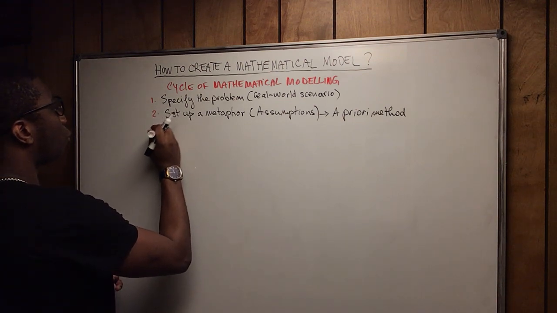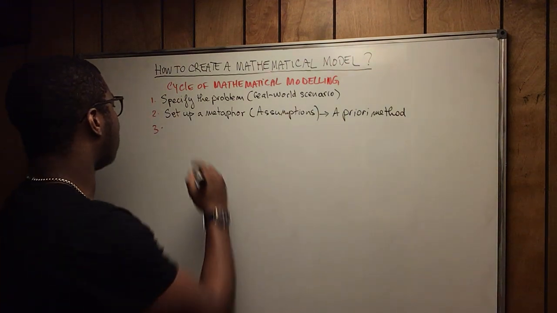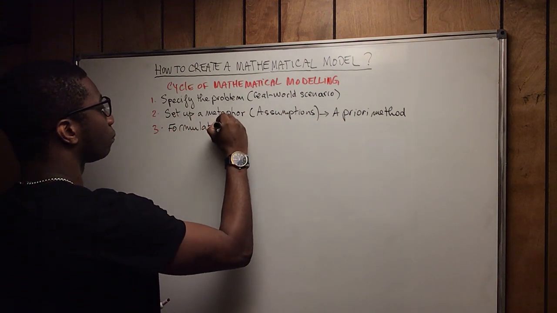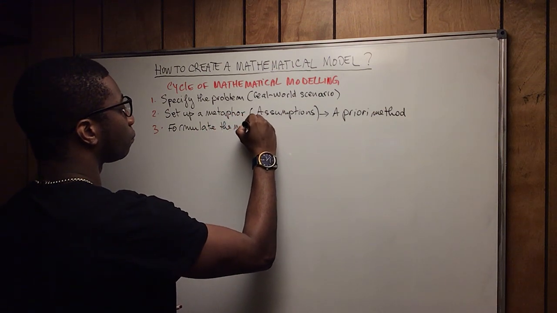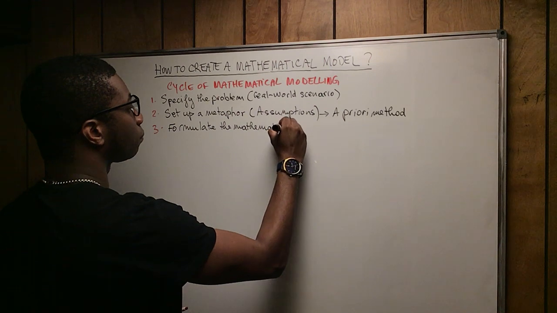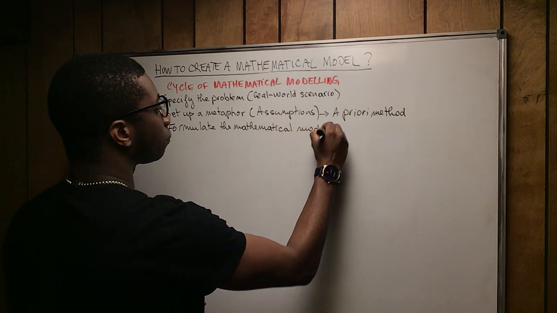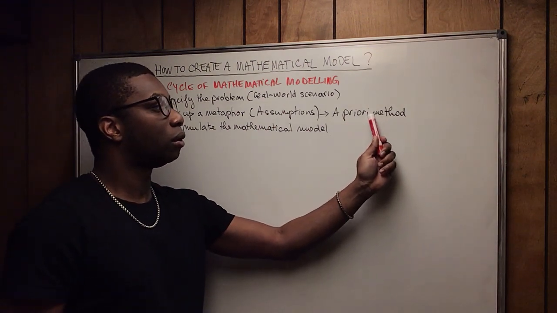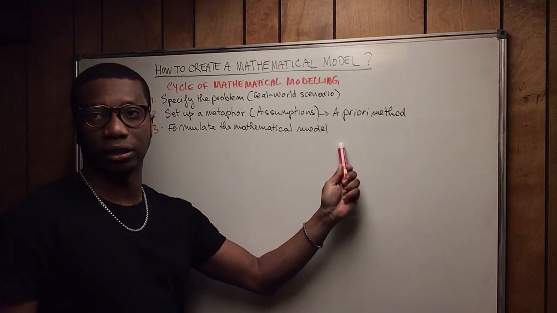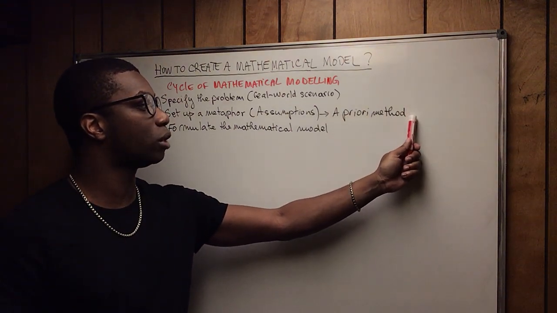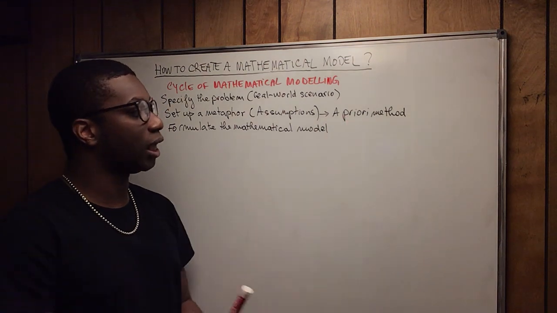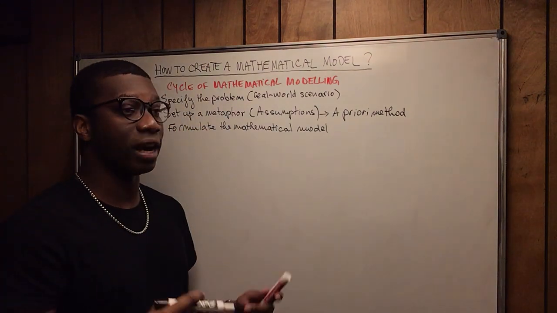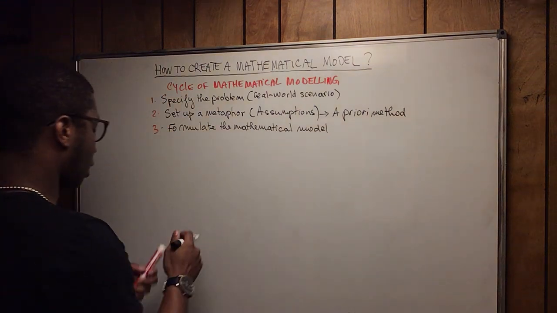And then here 3, that's when you formulate the mathematical model. That's where you are basically transitioning the verbal reasoning into mathematical reasoning. So you're transitioning from the verbal language to the mathematical language. Everything you say in your assumptions verbally, you write them into mathematical language in a form of equation.